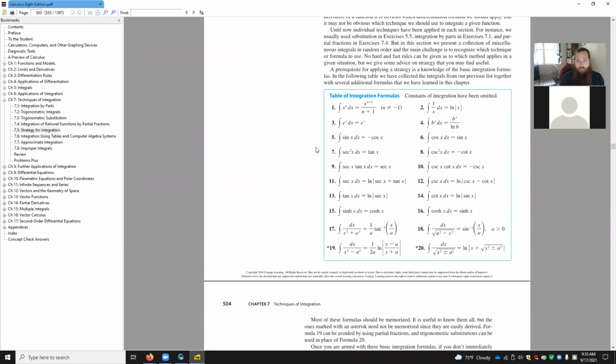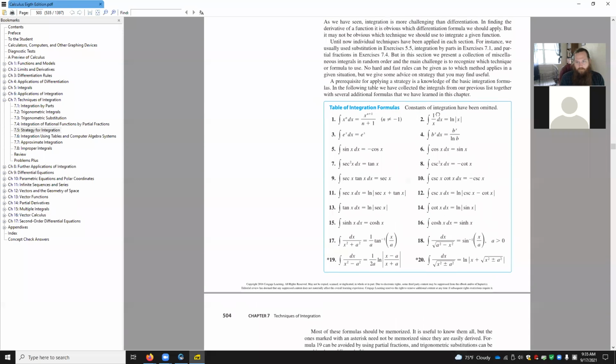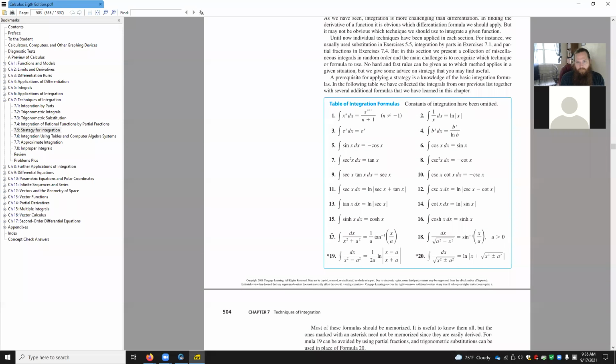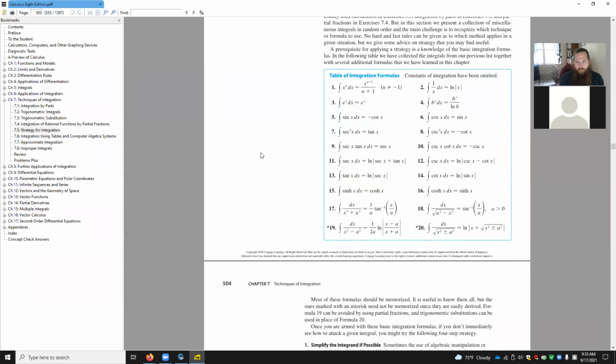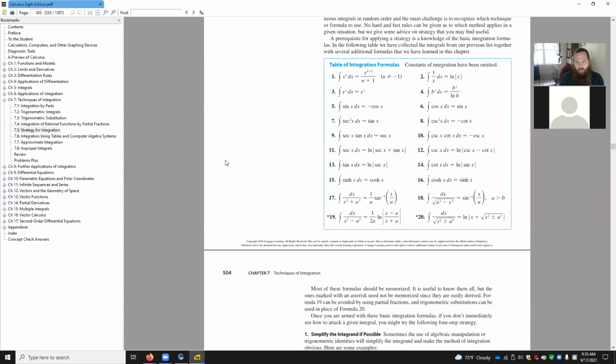First, 7.5 has an expanded version of the table of integrals that you should know. Definitely, all of these are things you should know well. For example, down here you see this one that we proved last time. It's a little bit more thorough than the table in 5.4. These last few rows are new.